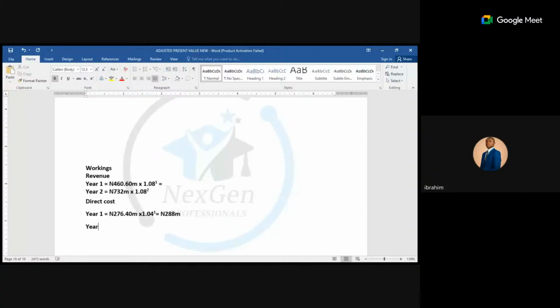Year 2. What do we have? The cost 475, times 1.04 raised to power of 2. The answer for year 2 is 475, the inflated amount.